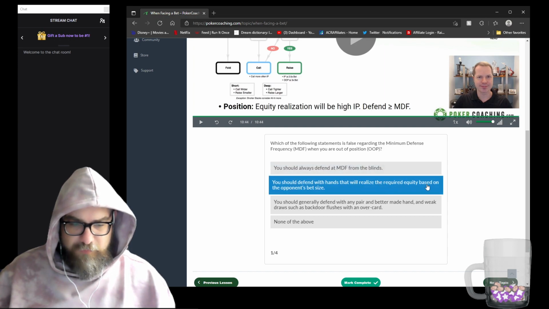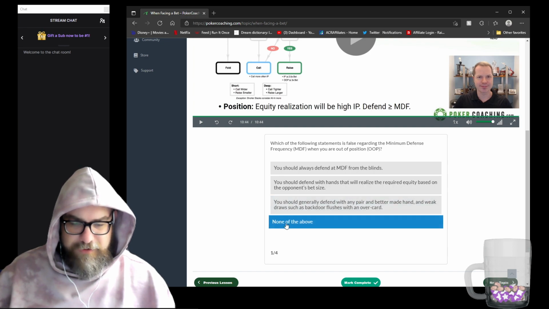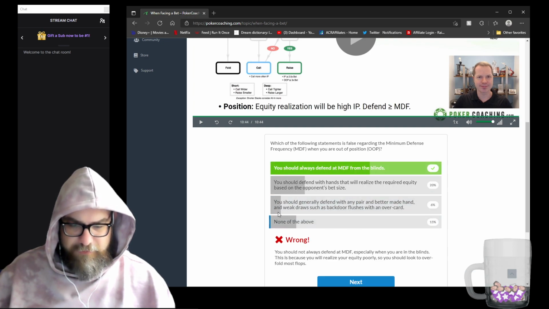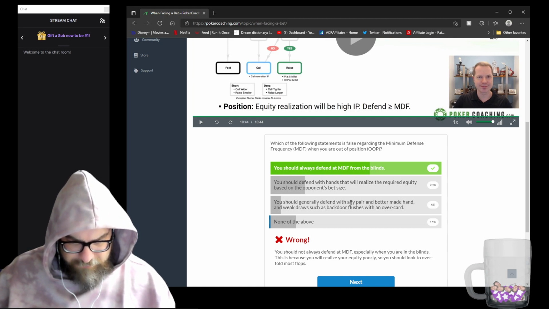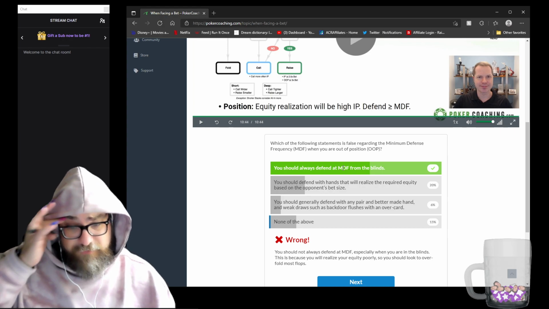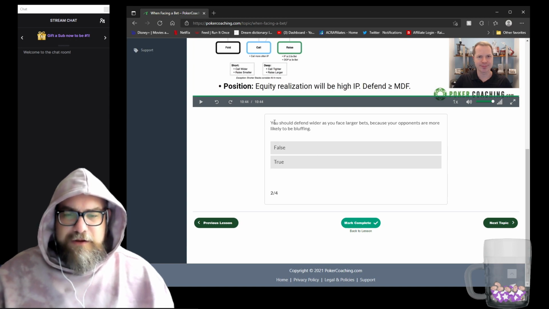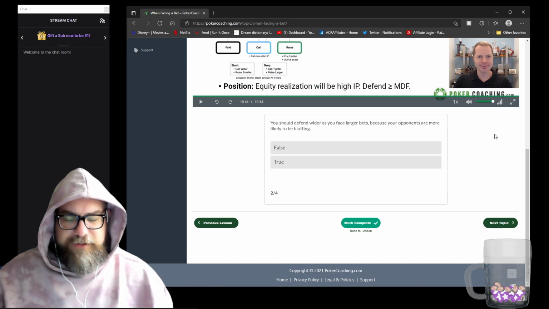You should defend hands that will realize required equity based on your opponent's bet size. No. You should generally defend with any pair, better made hand, and weak draws such as backdoor flushes and overcards. None of the above. Oh, wait a minute. You should generally defend with any pair, a better made hand, and weak draws such as backdoor flushes. Oh, yeah, you should. Okay, my first answer was right. You should always defend at the minimum defense frequency from the blinds. No, we just talked about how you defend less from the blinds. You should defend wider as you face larger bets because your opponent is more likely to be bluffing.